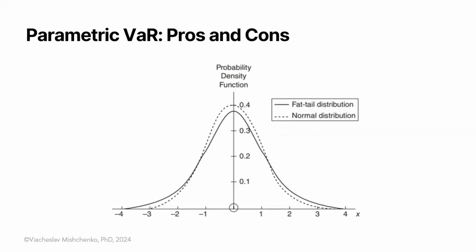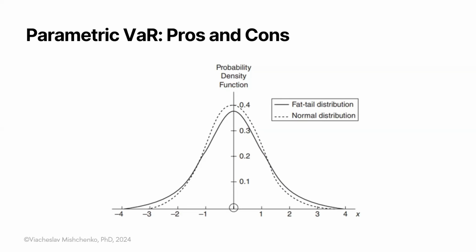Okay, let us consider particular pros and cons of the method. First, let us consider advantages of the method. First of all, the parametric method is remarkably simple and fast to compute, and this is a significant benefit in real-world risk management scenarios.